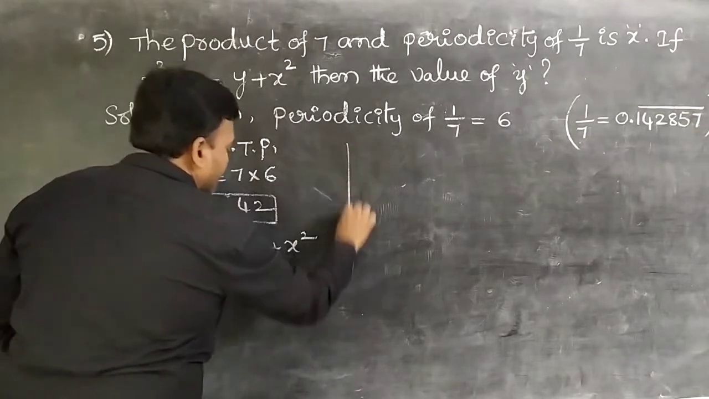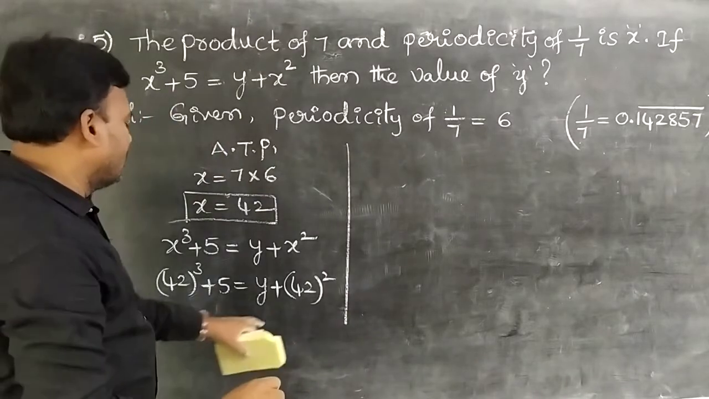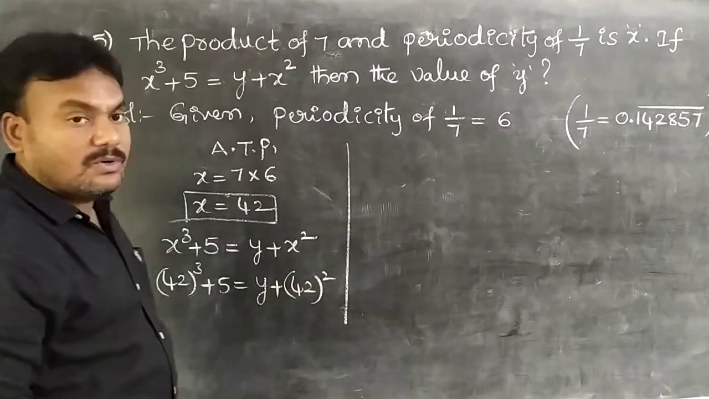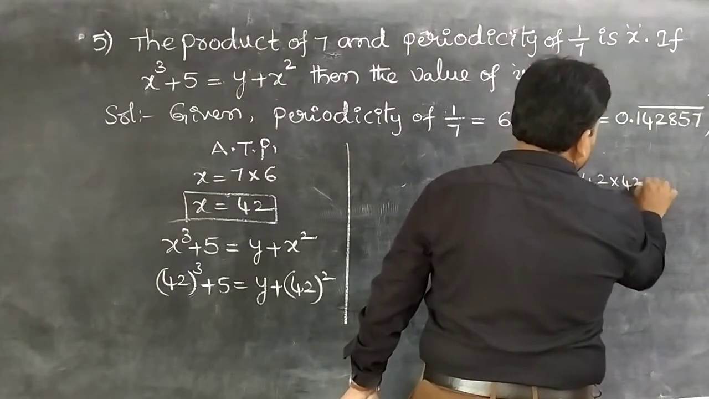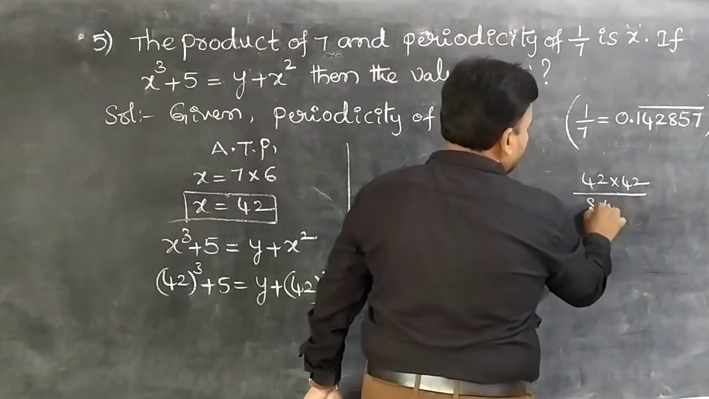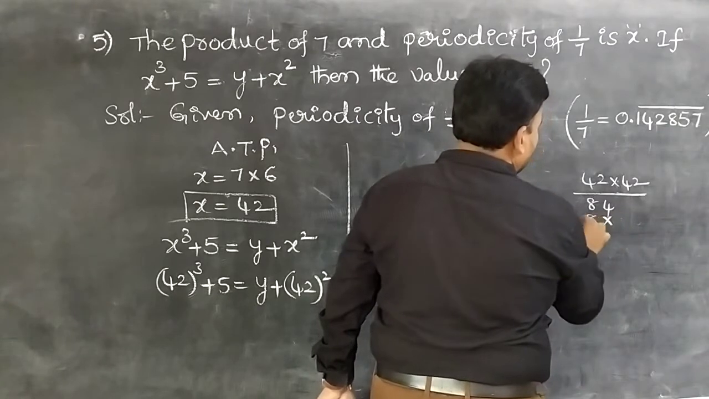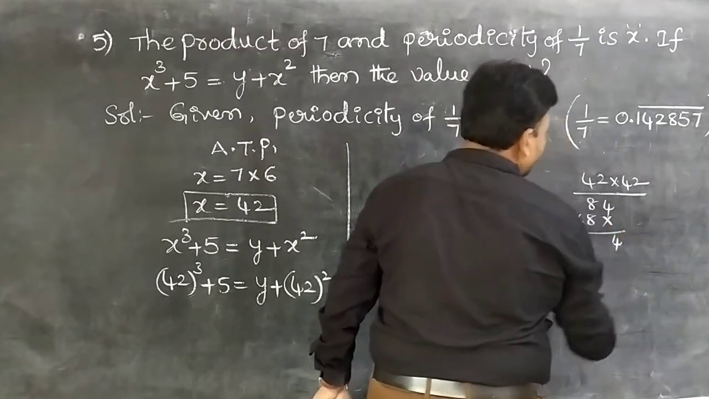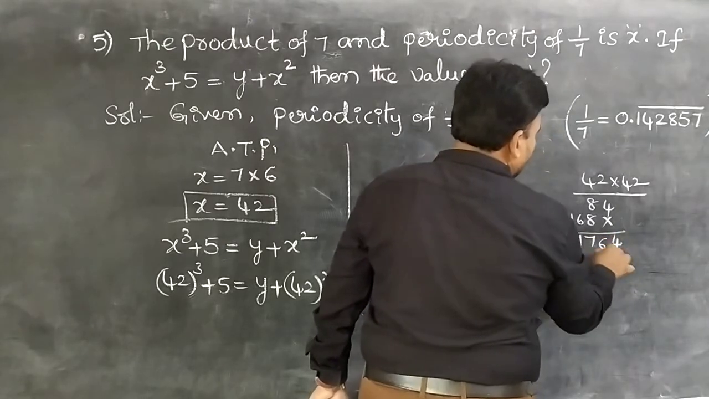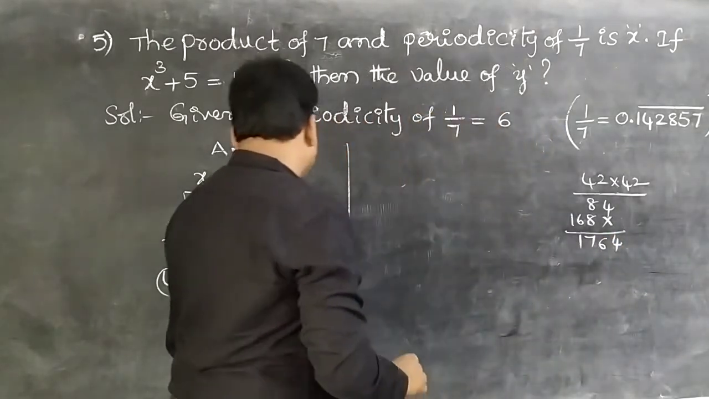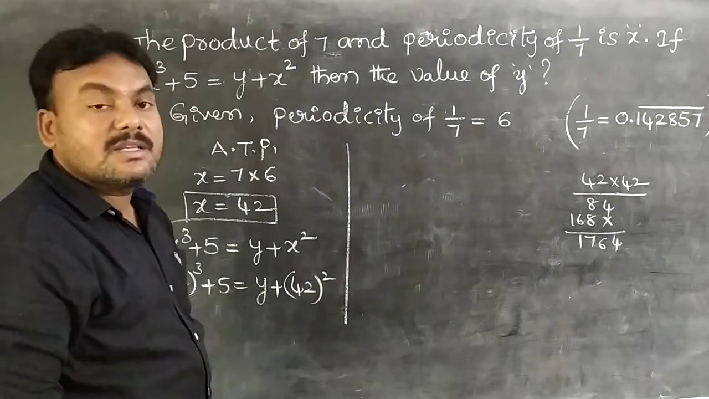42 whole square. Yes, observe carefully. Find 42 whole square along with 42 whole cube value, students. Do rough work on the side. 42 into 42. 2 4s are 8, 4 4s are 16. That is 4, 8 into 16, 7, 1764. 42 whole square value is 1764, students.